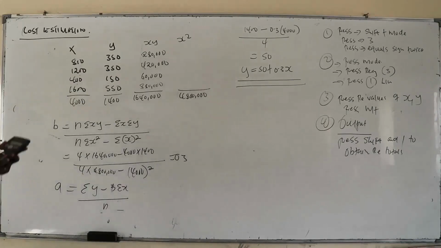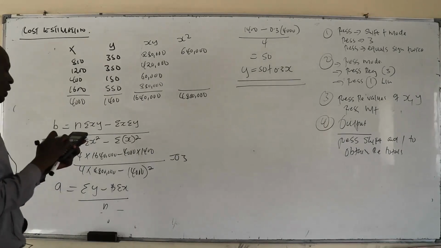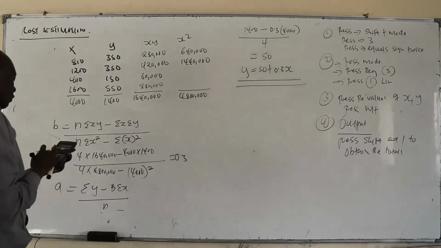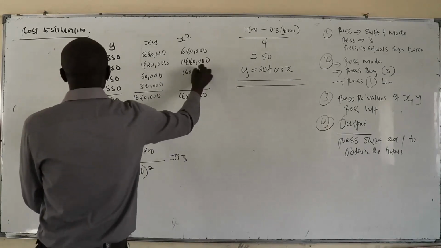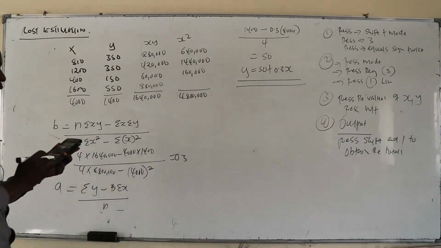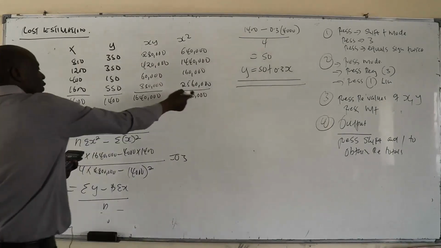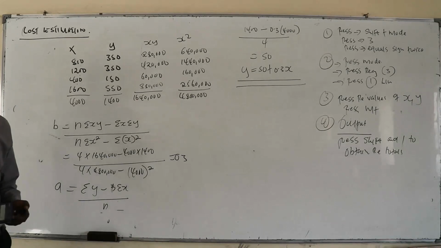880,000. Then you come here, 800 squared. You get 640,000. So you write here 640,000. And then 1,200 squared. You get how much? 1,440,000. And then 400 squared, 160,000. 1,600 squared, which is 2,560,000. Then you add those ones, you get those values. Then you're good to go. So whichever works for you. Now, if you can't use the calculator, you just do it manually. Acceptable.